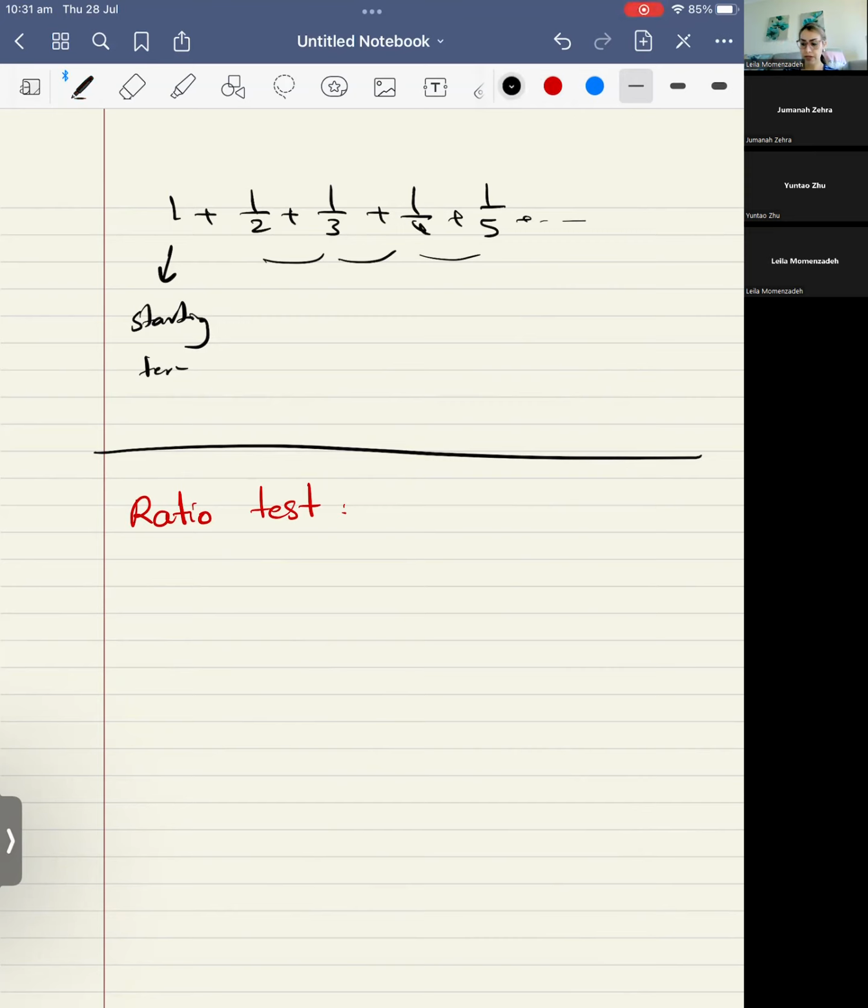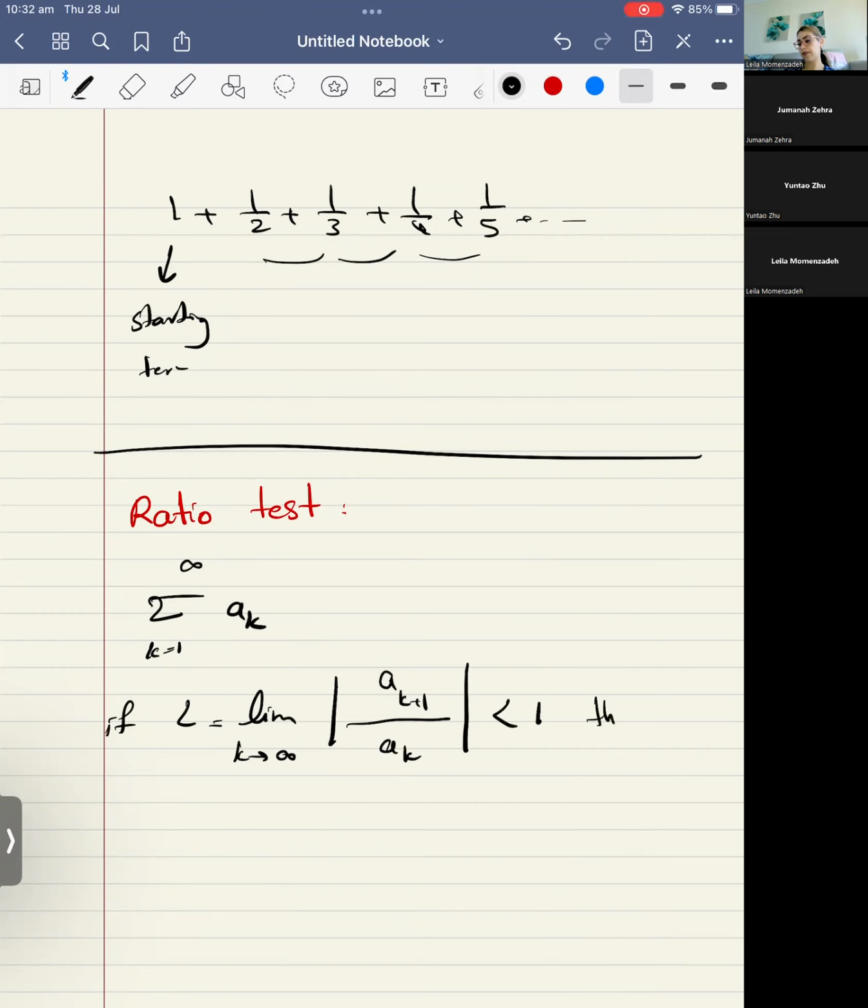And for the ratio test, take the sum from k equals 1 to infinity of a_k. Now, if L equals the limit as k goes to infinity of a_(k+1) over a_k, and L is less than 1, then the series converges.